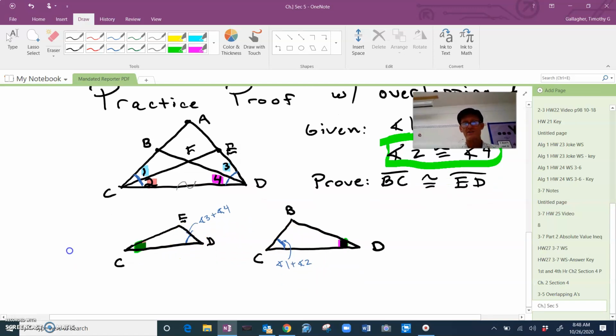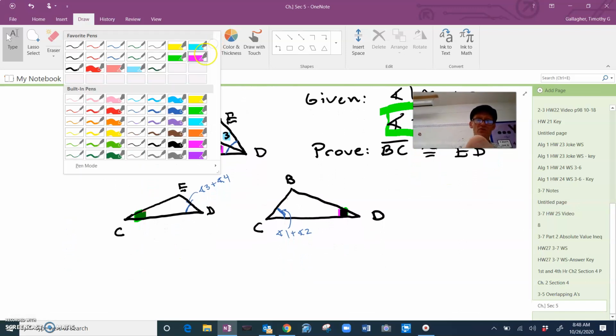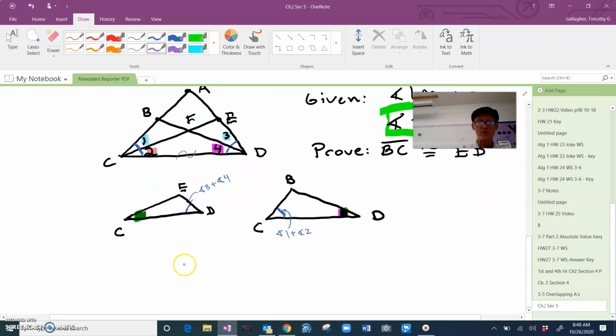Okay, so that's what we had to see. That's what we should try to see before we set out on the proof. And we look for that, and I'm going to do a 2-column proof with a statement here and a reason here. And I'm going to say angle 1 is congruent to angle 3. That's given.